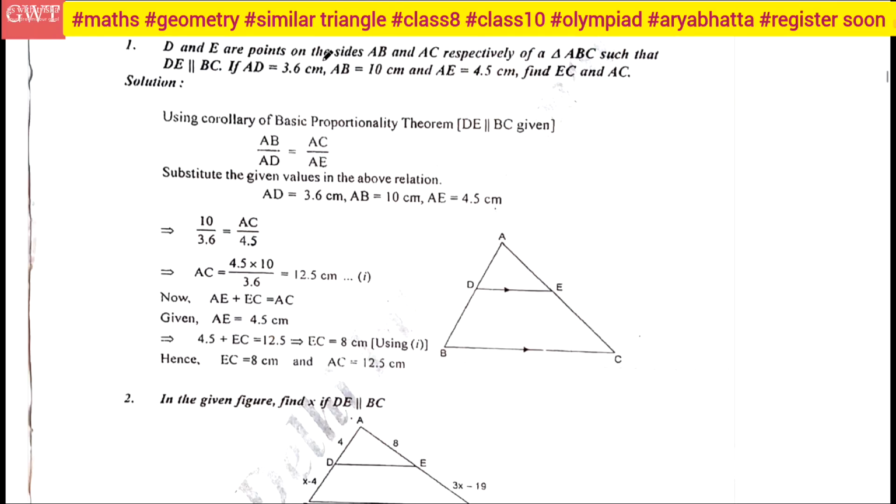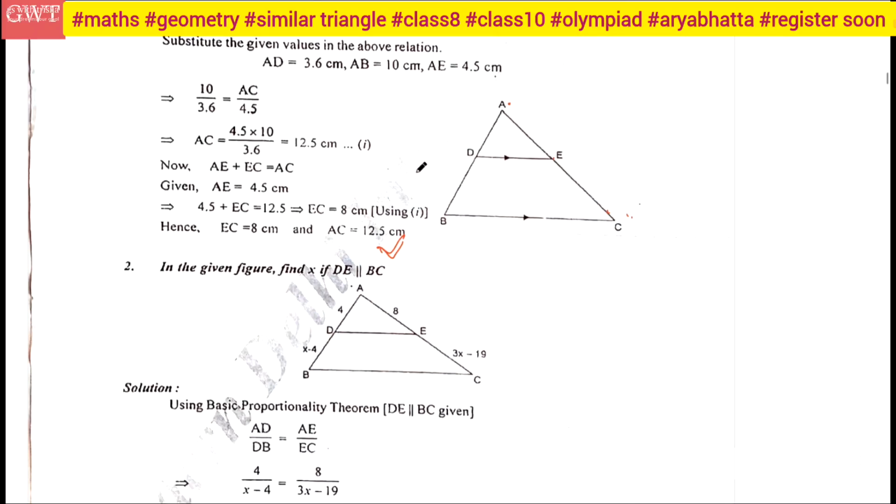D and E are points on the sides AB and AC respectively of triangle ABC, such that DE is parallel to BC. Means DE is parallel to BC. AD is 3.6 centimeter. AB is 10 centimeter. AE is 4.5 centimeter. Find EC and AC. See, I will use the basic proportionality theorem, right? After using this, I will make the ratios and I will find out the values only. Okay, it is very easy.